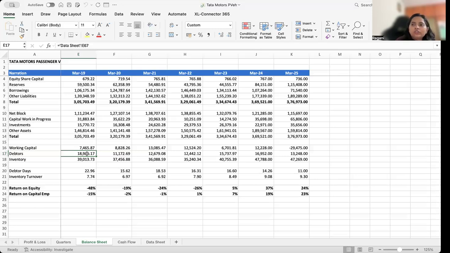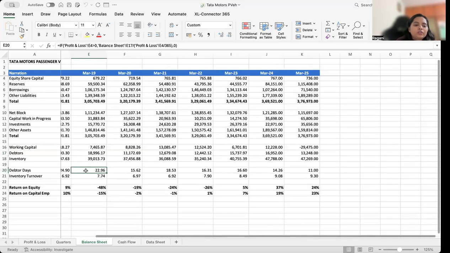Then I took the data of debentures. I took the data from the data sheet for debentures. Inventories, I also use inventories. Took the data from data sheets for inventory. Then I calculated debtors day.